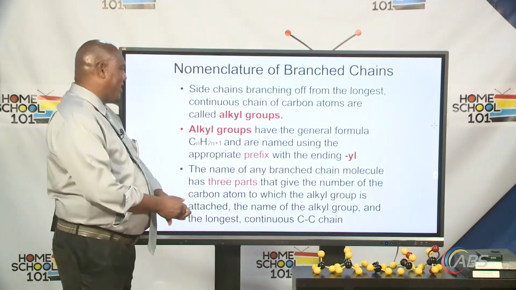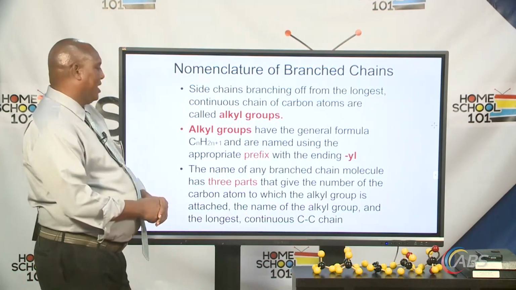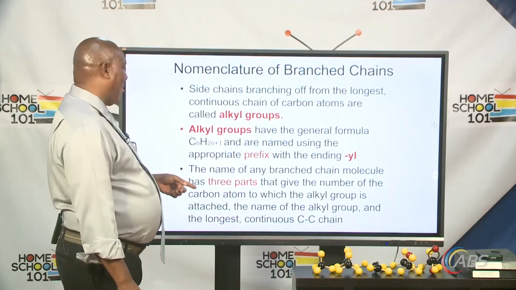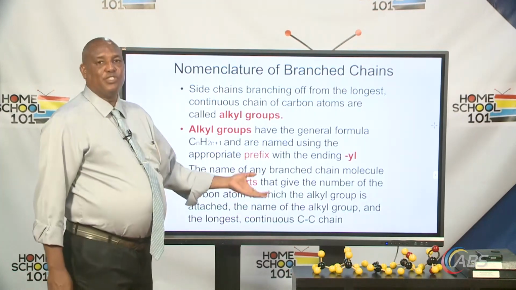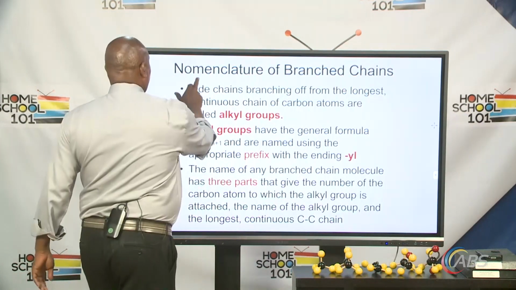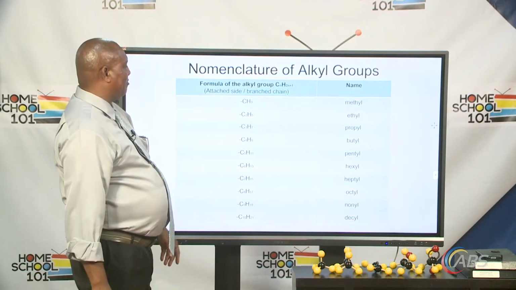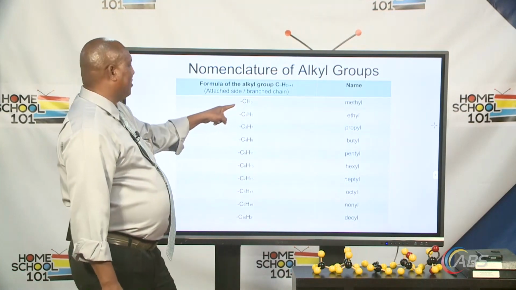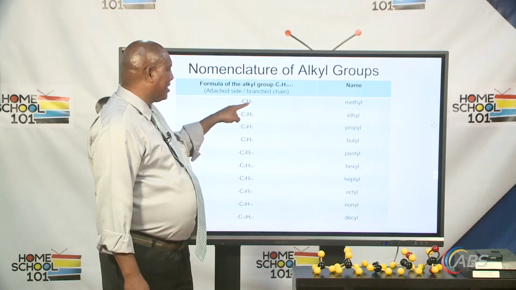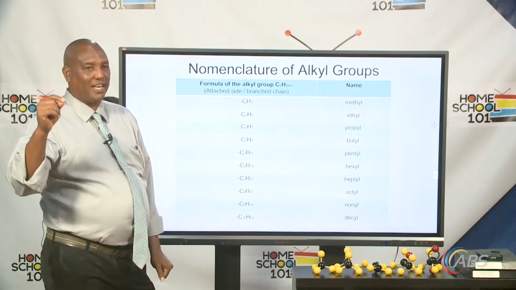The name of any branch chain molecule has 3 parts that give the number of the carbon atom to which the alkyl group is attached, the name of that alkyl group, and the longest continuous carbon-carbon chain in that attachment. Okay? Now the nomenclature then, how do we name the alkyl groups? As mentioned before, CH3 would be meth. CH3, only 1 carbon, so it has to be meth. And remember, for alkyl groups, we end in YL, family name.